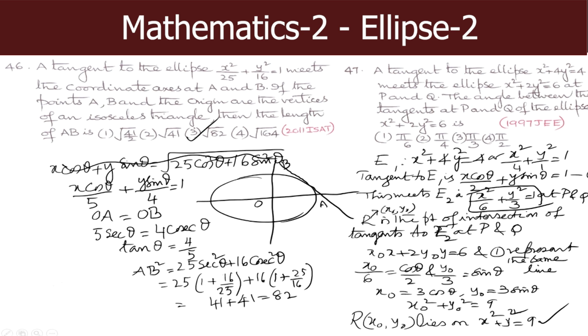And therefore, the tangent lines drawn to the second ellipse from R are no other than the tangents drawn to the second ellipse at P and Q, because PQ is the chord of contact of the tangents drawn from R to the second ellipse. They must be at right angles to each other. Therefore, the angle between the tangents drawn to the second ellipse at P and Q must be a right angle, which is option 4. Slightly difficult, but of course, a JEE question.